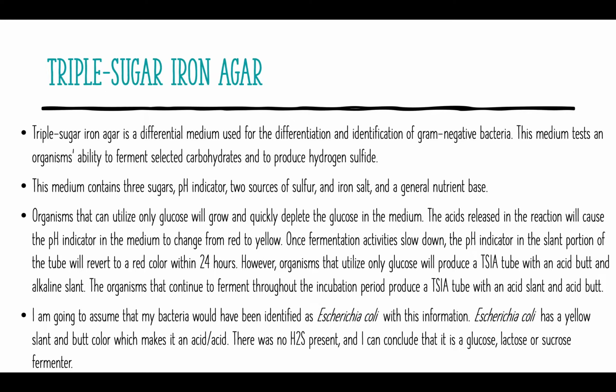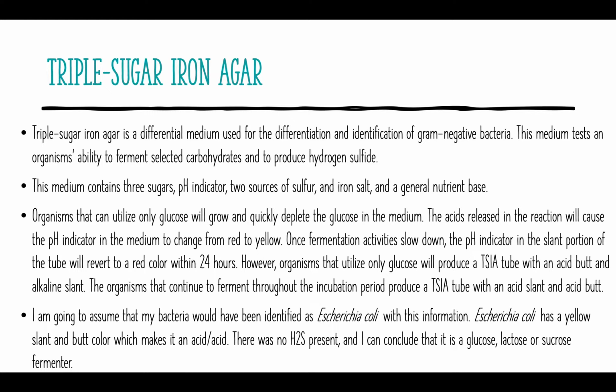Once fermentation activities slow down, the pH indicator in the slant portion of the tube will revert to a red color within 24 hours. However, organisms that utilize only glucose will produce a TSIA tube with an acid butt and alkaline slant. The organisms that continue to ferment throughout the incubation period, however, will produce a tube with an acid slant and acid butt, which would be A/A.